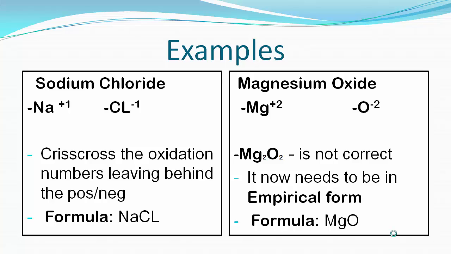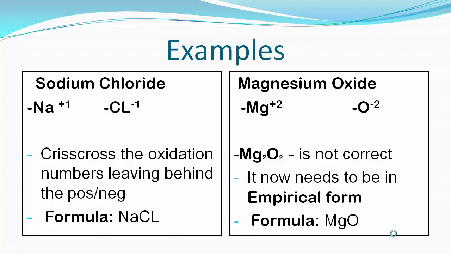So let's try another one, magnesium oxide. Magnesium, if you look at the oxidation state, is +2, and oxygen is -2. So then we crisscross, and we get Mg2O2. That is not correct yet, because this is ionic.